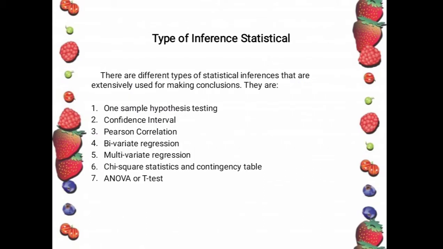Types of statistical inference. There are different types of statistical inference that are extensively used for making conclusions. They are, number one, hypothesis testing, second, confidence interval, the next is Pearson correlation, then bivariate regression, multivariate regression, and then chi-square statistic and contingency table, and last but not least, ANOVA or t-test.